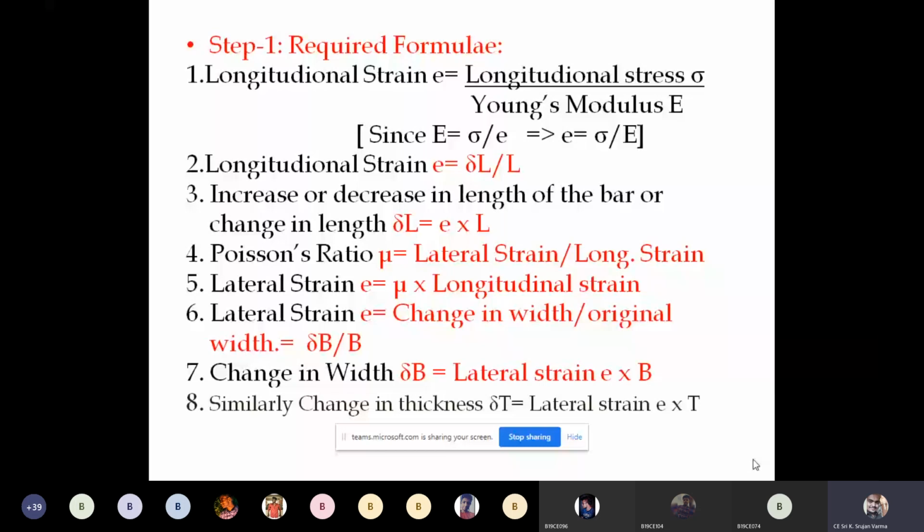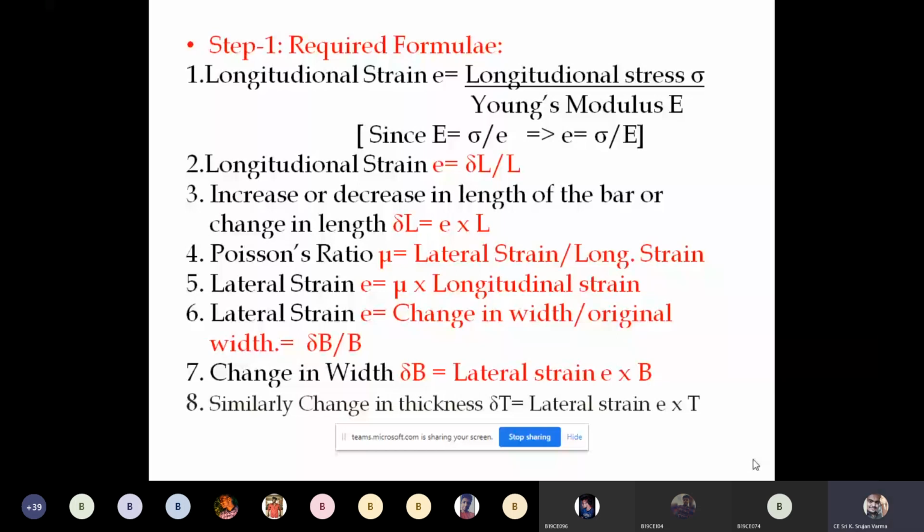What is Poisson's ratio? It is generally represented as mu, which is the ratio of lateral strain to the longitudinal strain. If you know both of these things, then we can calculate Poisson's ratio. Or if you want to calculate lateral strain or longitudinal strain, if Poisson's ratio is given to us, it is very simple to calculate. Now, lateral strain, fifth one, can be written as e is equal to Poisson's ratio multiplied by longitudinal strain.